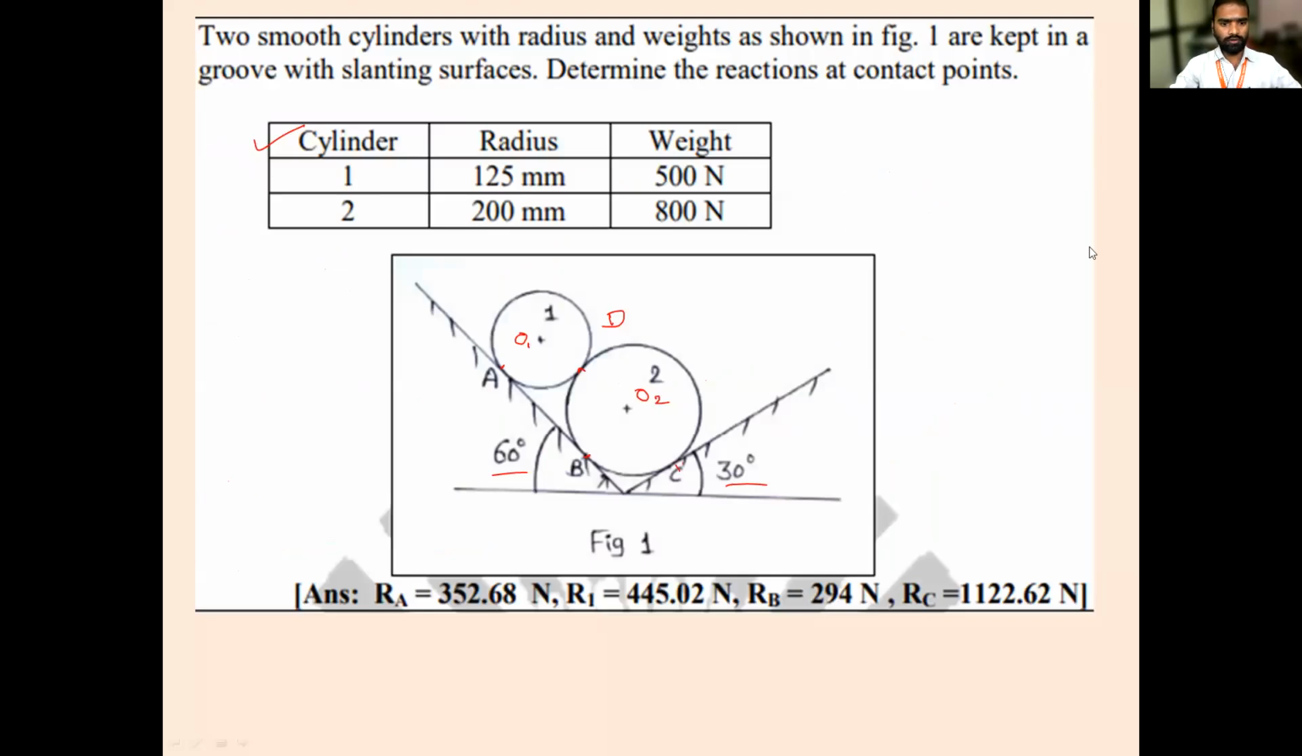Sir, today I completed my unit number 2. See, all the answers are there. Whether the answers are correct? RA, what is the value? 352. Is it correct? Yes sir. RB is 294. RC is 1122.62. Yes sir. And R1, that is RD, is 445. All our answers are there. Is it finished? Okay, take down this screenshot also. Okay, then complete.